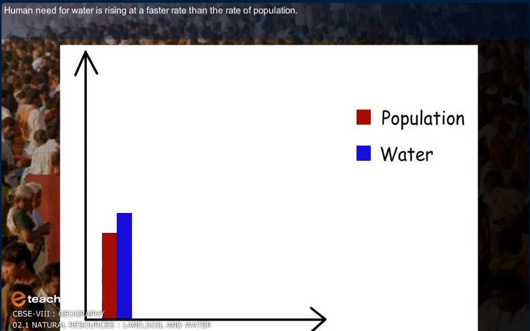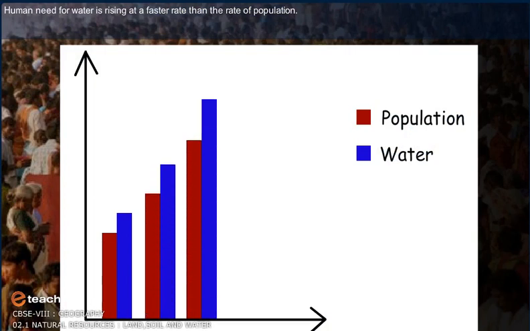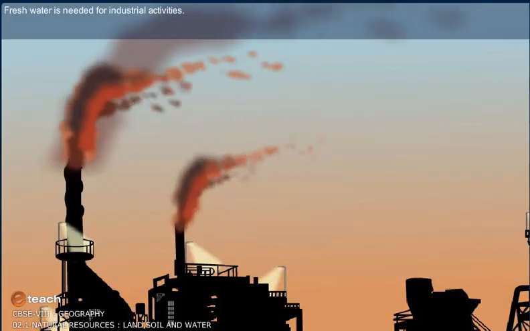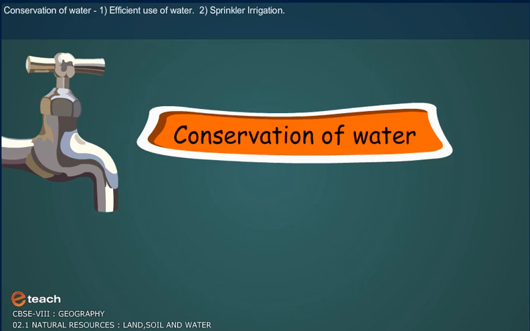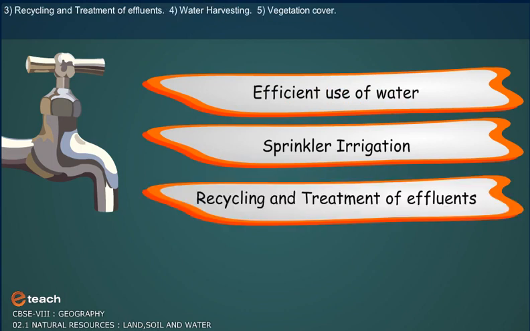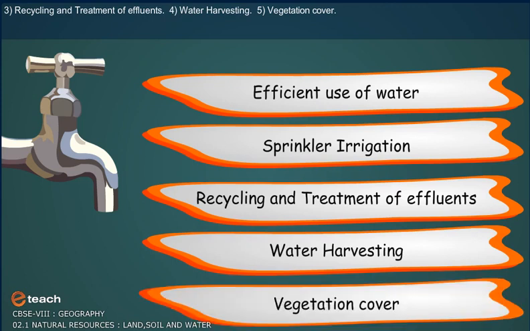Human need for water is rising at a faster rate than the rate of population. Fresh water is needed for industrial activities. Conservation of water. Efficient use of water. Sprinkler irrigation. Recycling and treatment of effluents. Water harvesting. Vegetation cover.